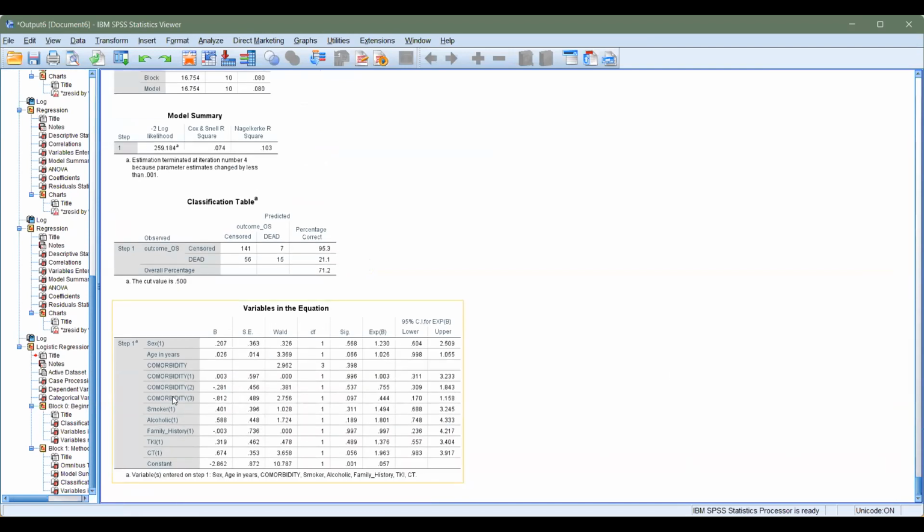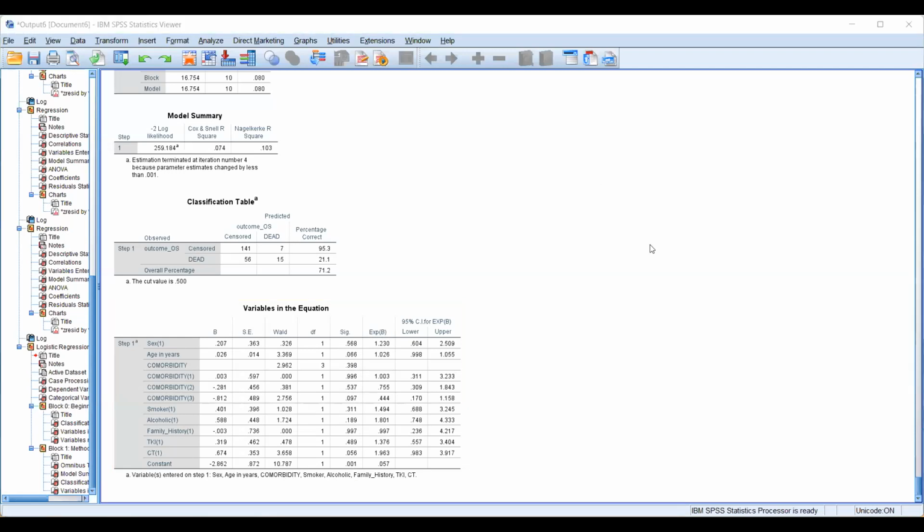Variables in the equation. When we put everything in the equation, these are the significant values we are getting, right? And then Exp(B). What is Exp(B)? With logistic regression, we get the odds ratio, not the relative risk. What is the difference between odds ratio and relative risk? When you are doing a retrospective study, you will be able to find out the odds ratio only. Relative risk can be found with a prospective study. So with logistic regression, we will be able to find the odds ratio.